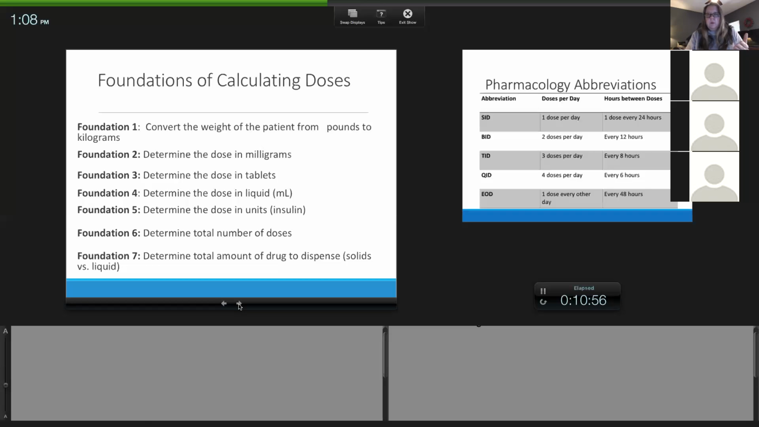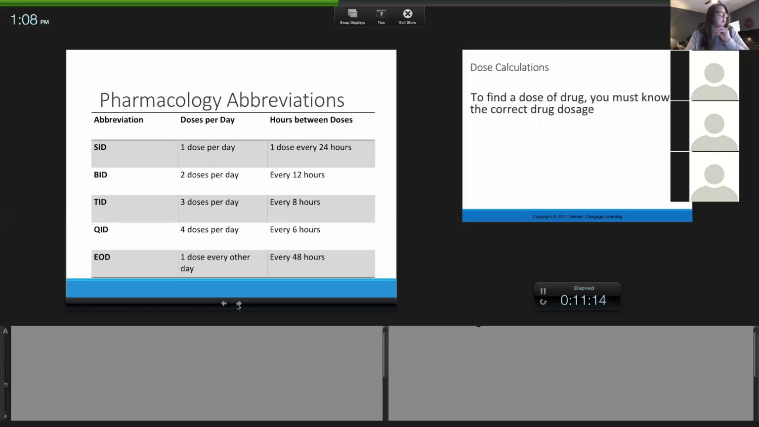If it's a liquid, then we would have to figure out how many milligrams per ml, because liquids are usually measured in milliliters. So how many mils am I going to send home? Or how many mils am I going to give IV one time in the hospital? So again, we've kind of been introduced to this, so we'll go over this again.